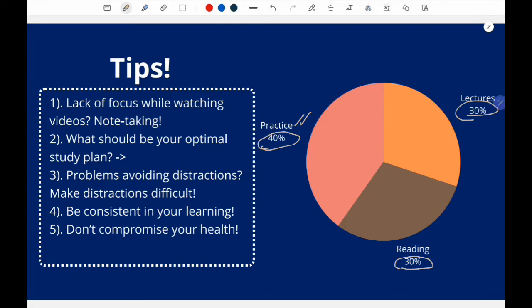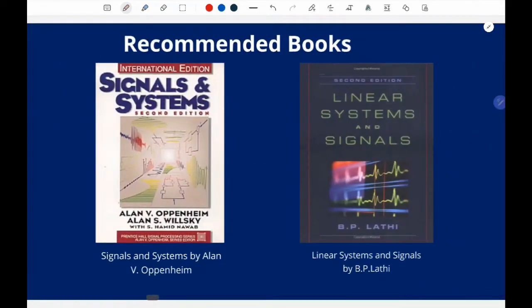Okay, moving on. These are the recommended books. In my college days, I used Signals and Systems by Alan V. Oppenheim. It's a very good book. And recently I have been hearing a lot about the book Linear Systems and Signals by B.P. Lathi. It is also a very good book, and there are lots of book back questions in this which will be helpful for you guys.